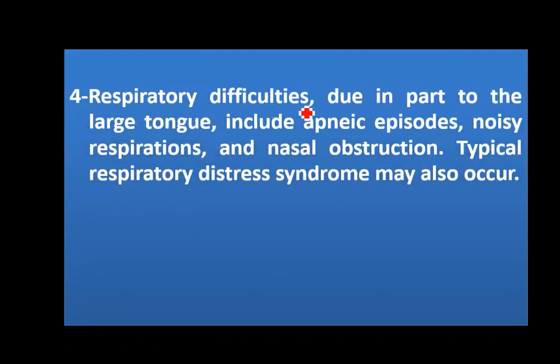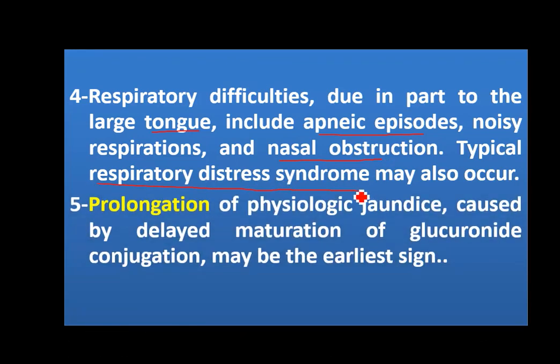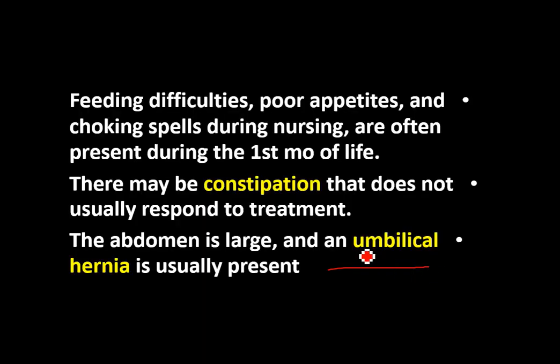Respiratory difficulties are due in part to the large tongue, including apnea episodes, noisy respiration, and nasal obstruction. Respiratory distress syndrome may also occur. Prolongation of the physiological jaundice, caused by delayed maturation of glucuronide conjugation, may be an earlier sign. Feeding difficulties, poor appetite, and choking spells during nursing are often present during the first month of life.